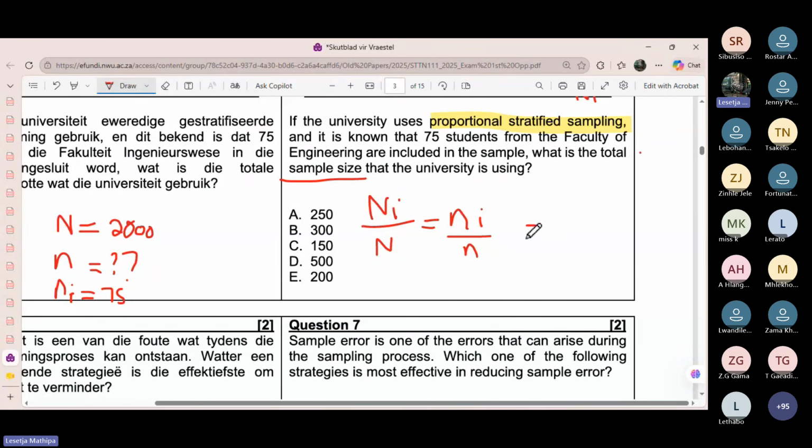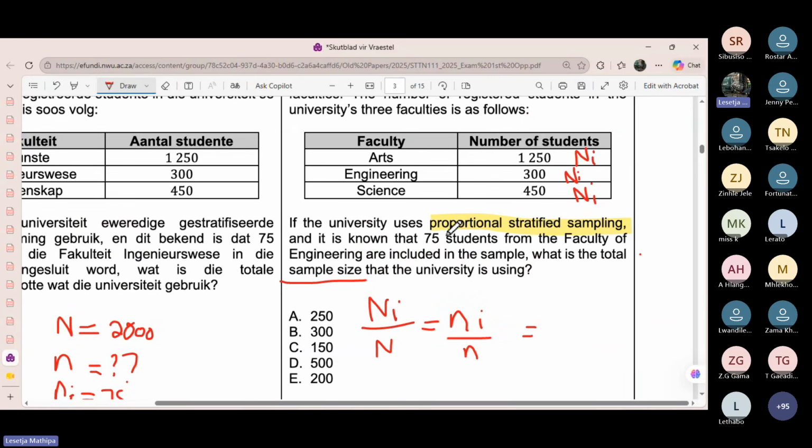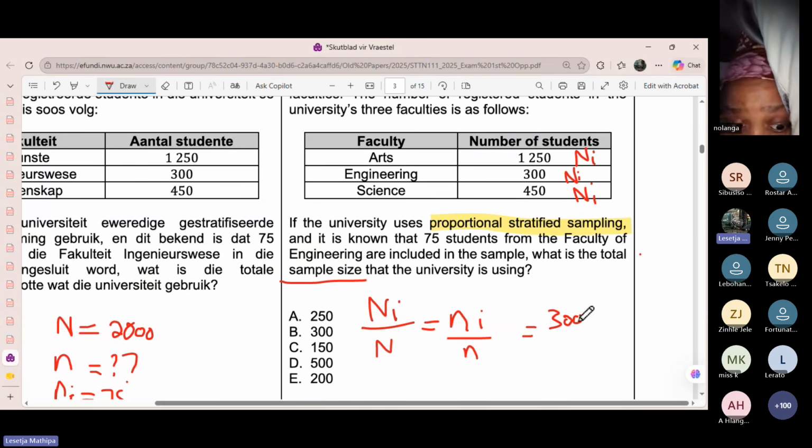Now we're going to substitute. Since 75 students are from the Faculty of Engineering, for the capital letter N i we're going to use the 300, because you're focusing on the engineering students, since you are given the sample size here.